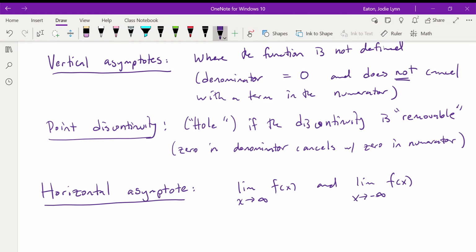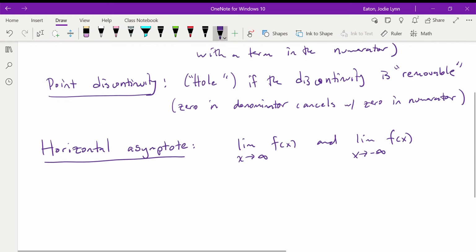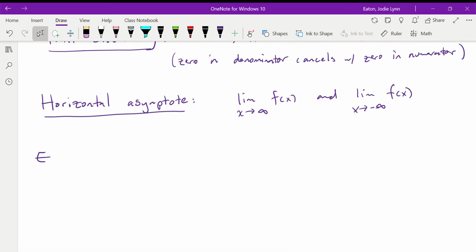Okay, so let's look at a couple of curve sketches and see how we integrate it. Vertical and horizontal asymptotes are going to be part of our examination of the original function. So when we're looking for x-intercepts and y-intercepts, we're also going to be looking for our vertical and horizontal asymptotes. So example 1.